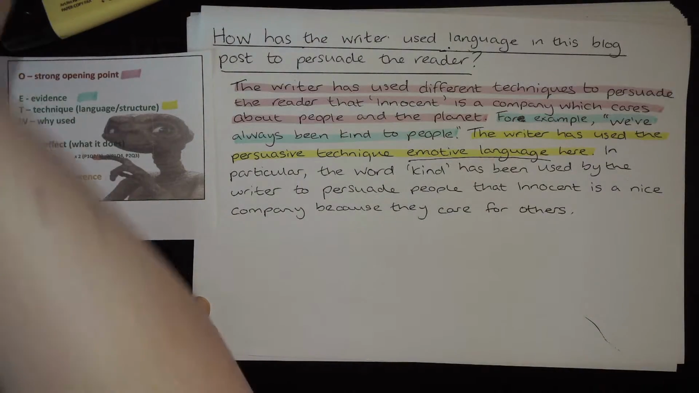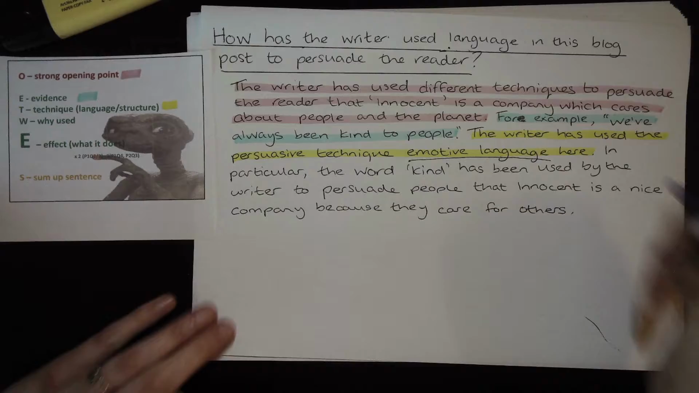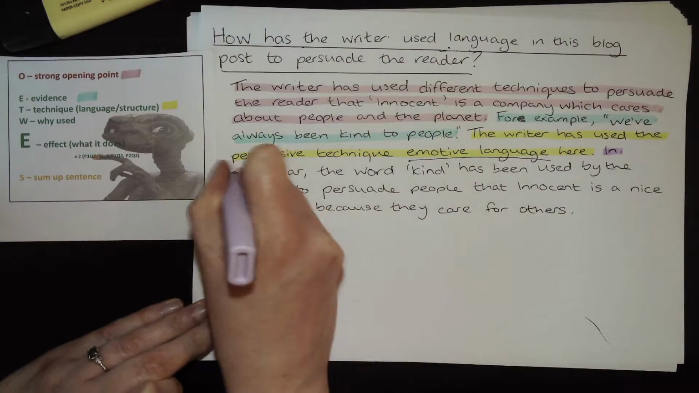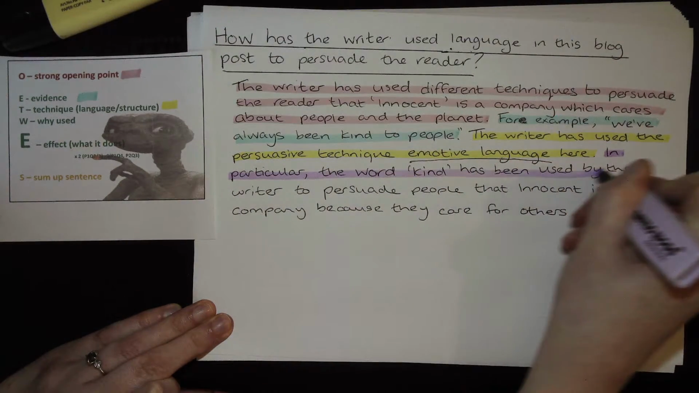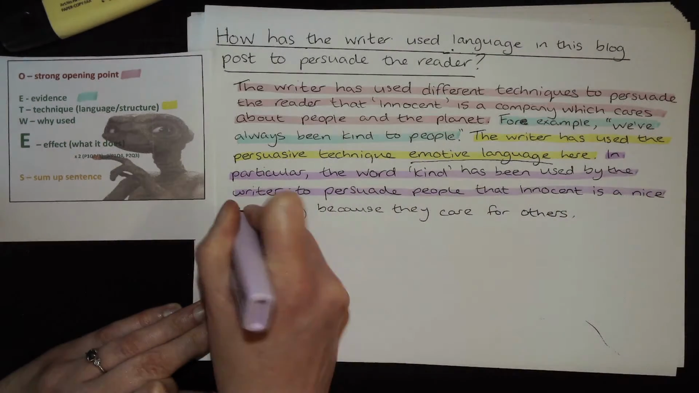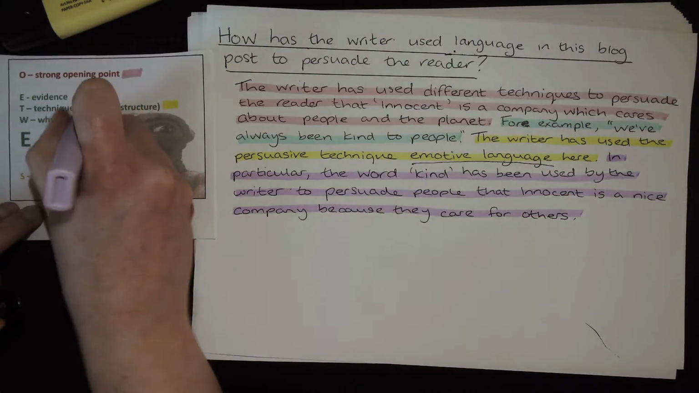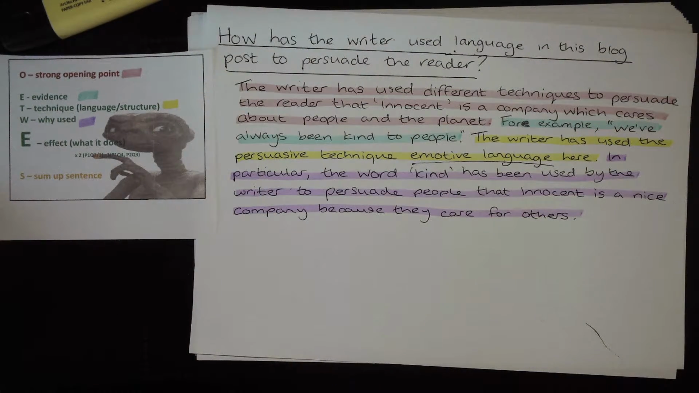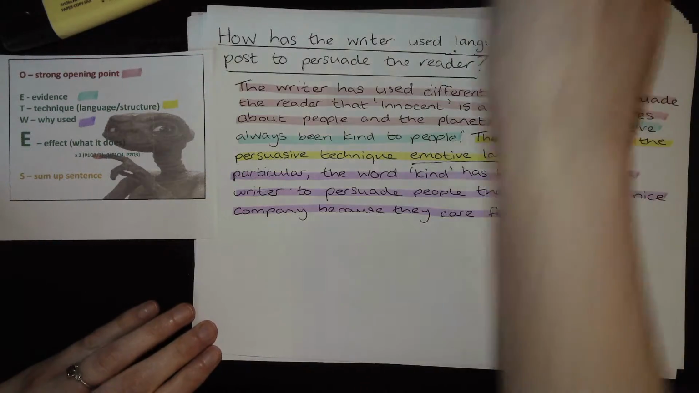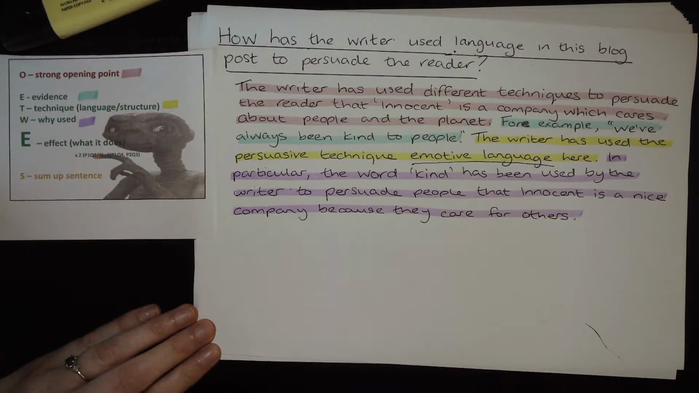Okay, so let's take another colour. I'm going to pick purple this time. I'm just going to highlight that. So this is my why section. Why has the writer used the technique? It's been used by the writer to persuade people that innocent is a nice company because they care for others. Now, when you're writing your paragraph, you don't need to use these colours. I'm just doing this to show you the different sections.